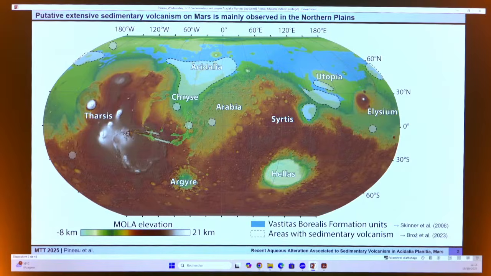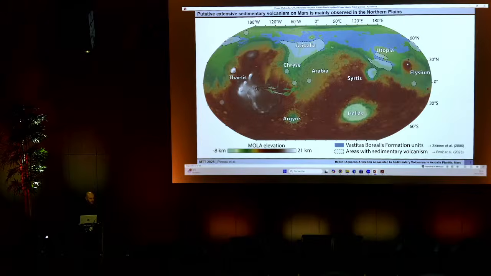So those are widespread in the northern plains, and you can see these gray areas for sedimentary volcanism. And what is very interesting to note here is that those gray areas are sometimes collocated with the Vastitas Borealis Formation units, here in blue. That is widespread, the largest one in the northern plains, and it is of Hesperian age, and it is thought to have been formed through aqueous, potentially sedimentary, oceanic environments. So here the VBF could be a relic or remnant of a past oceanic environment.